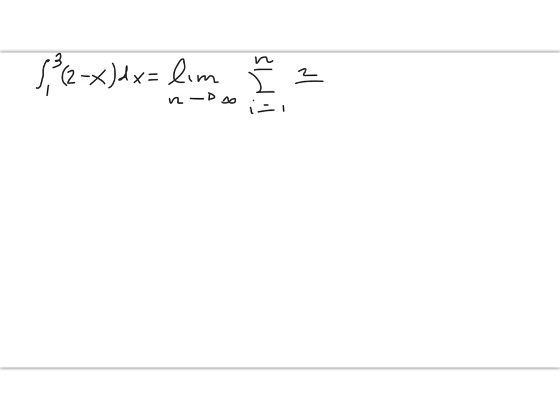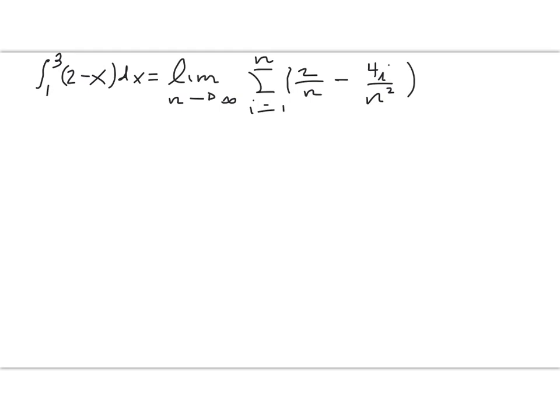So we're continuing with the example we started on the previous slide of computing the integral from 1 to 3 of 2 minus x dx, and we saw that that's the limit as n goes to infinity of this sum, i equals 1 to n, of 2 over n minus 4i over n squared.